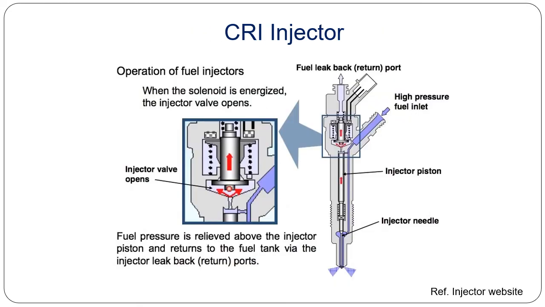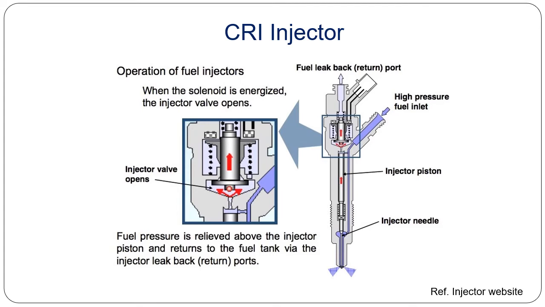In the CRI injector there is a component which is called a solenoid. The remaining components are the same as in a conventional injector, which consists of a needle, a spring section, and all those things. But in addition, in the CRI injector there is a solenoid which is signaled by the ECU unit.